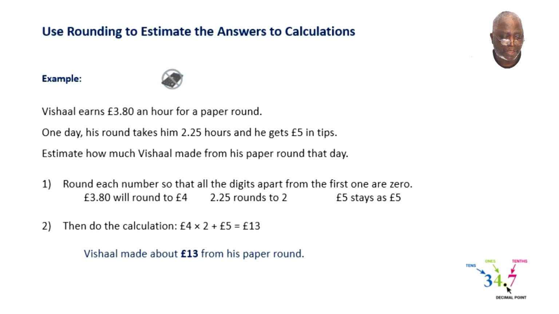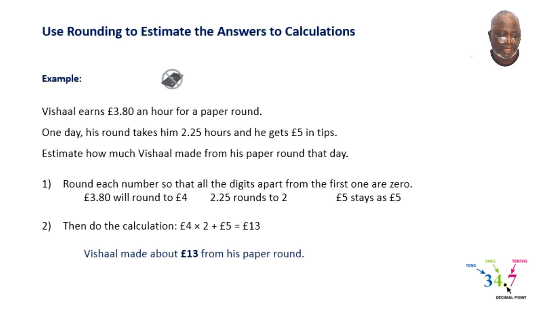First of all, round each number so that all the digits apart from the first one are zeros. So £3.80 will be rounded to £4. And then secondly, 2.25 hours will be rounded down to 2 hours. And then £5 stays the same because there is no decimal place. Then do the calculations. So £4 times 2 plus £5 is equal to £13. Vishal made about £13 from his paper round. Note the word about, because it's not exact, it's an estimation.